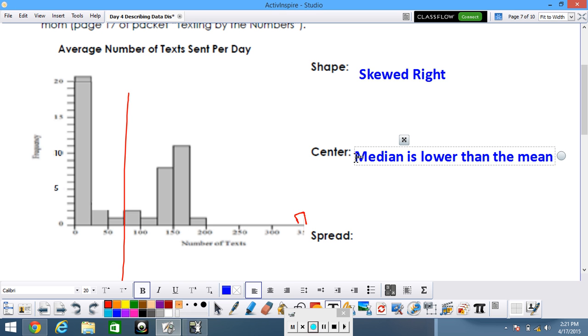And the spread, well, let's take a look. We have a lot of gaps. It's not all clustered together. We're going to say that there is high variability because there are lots of gaps.